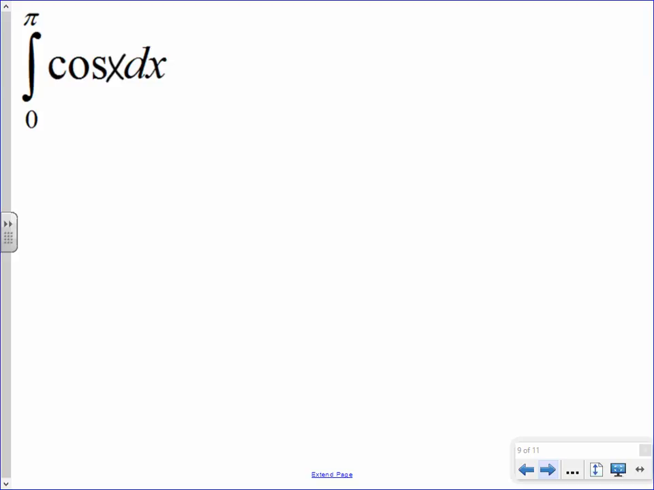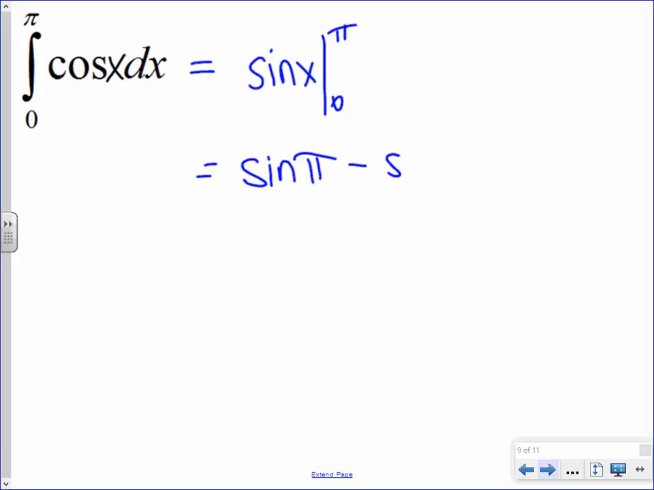If you have 0, Michael, what's the antiderivative of cosine? So we have the sine of pi minus the sine of 0. Cole, what did you end up getting? Well, 0.